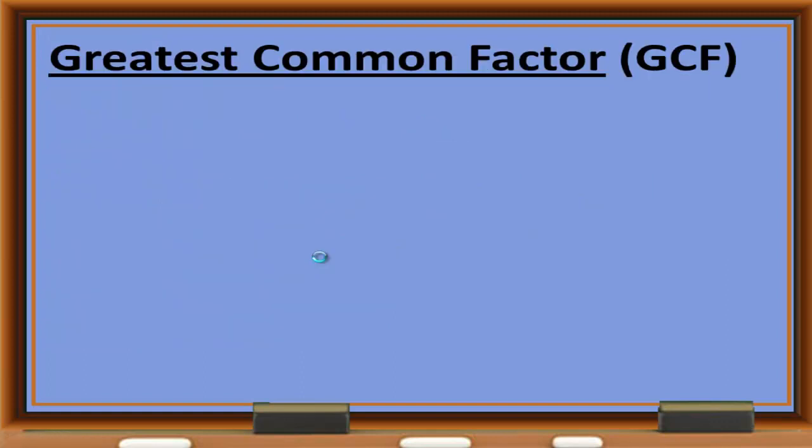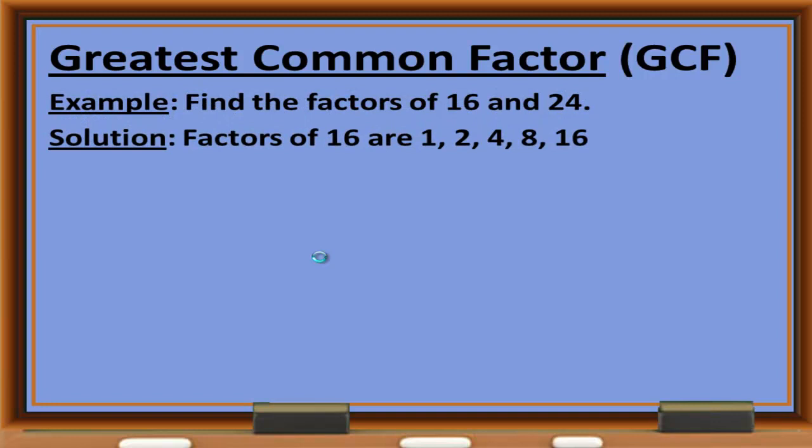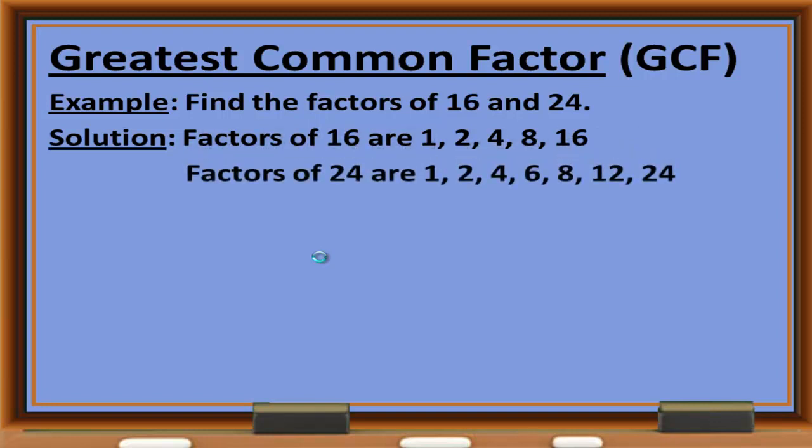Greatest common factor, GCF. Example. Find the factors of 16 and 24. Solution. Factors of 16 are 1, 2, 4, 8, 16. 16 can be divided by these numbers exactly without remainder. Factors of 24 are 1, 2, 4, 6, 8, 12, 24.